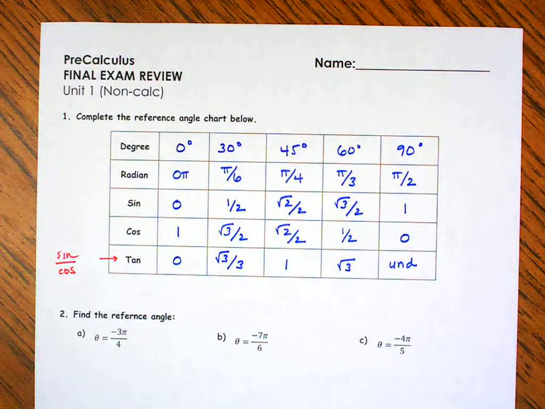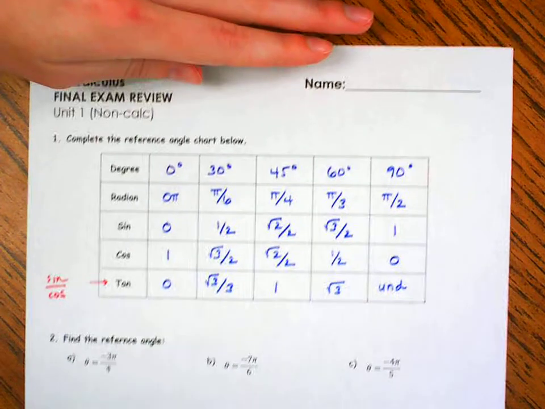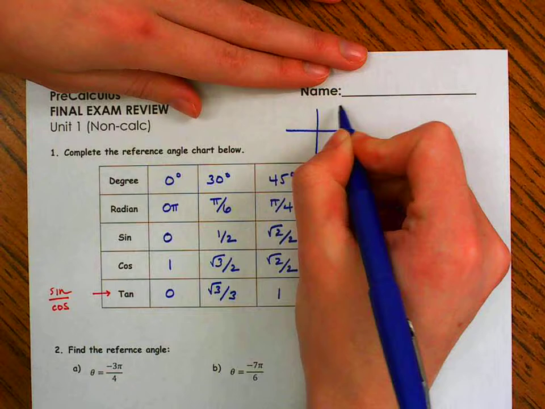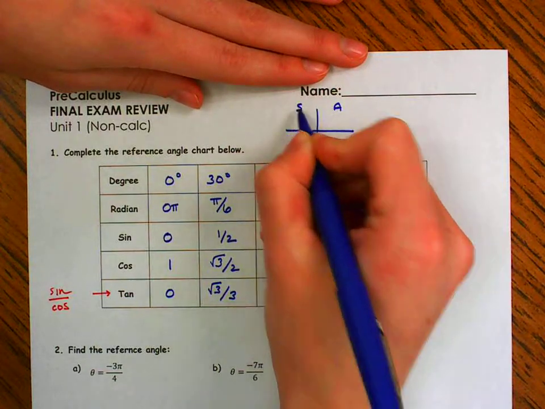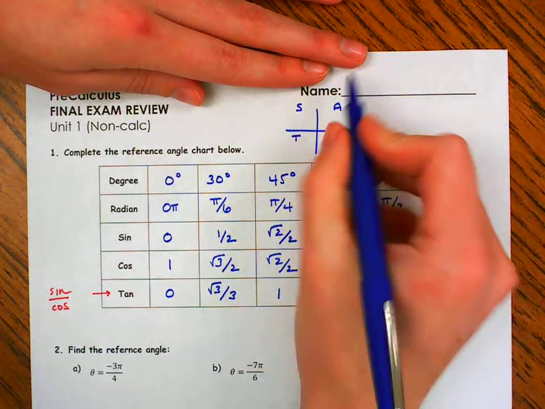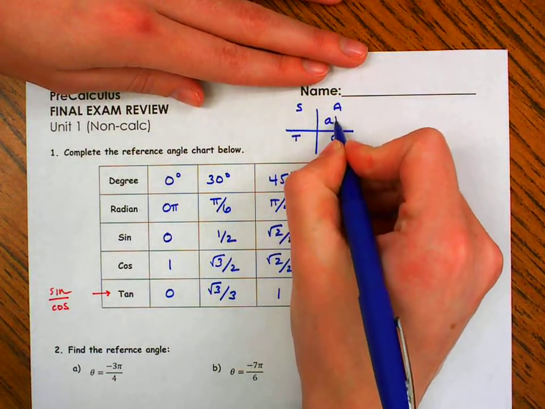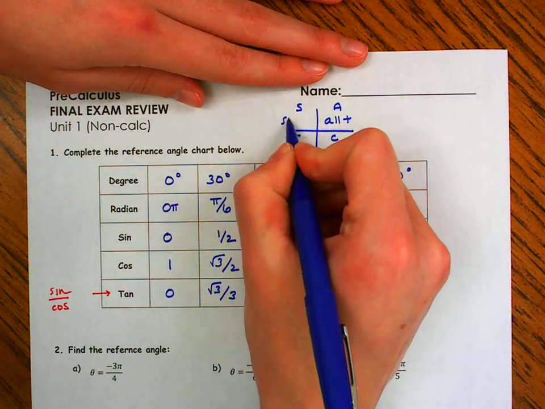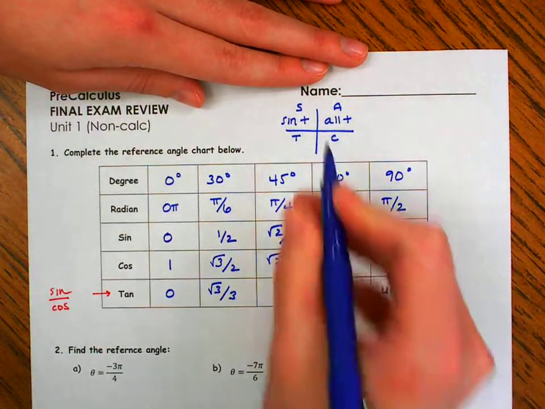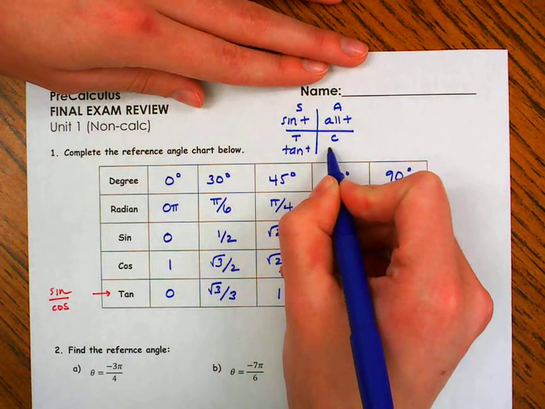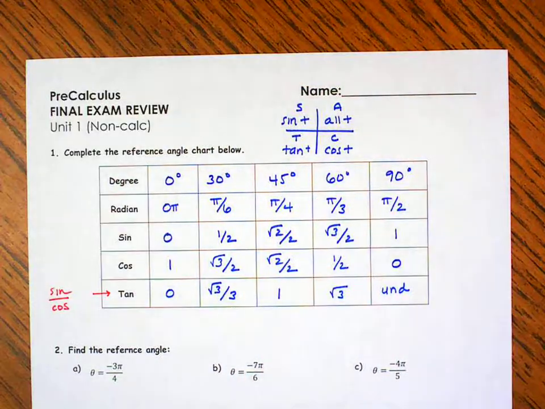A couple other things to remember. We have our all students take calculus chart, so I'm just going to add this up here real fast. Remember, our saying is all students take calculus, or pre-calculus. A stands for all trig functions are positive in this quadrant. This stands for sine is the only trig function that's positive. Tangent is the only trig function that's positive. And then here, cosine is the only trig function that's positive.